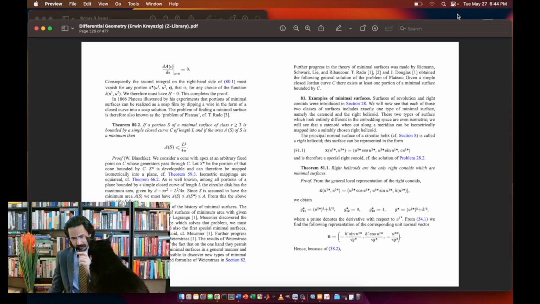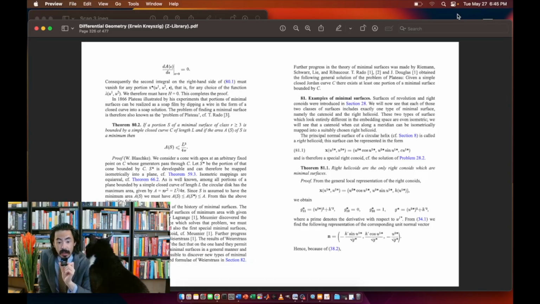He's mad. Okay. Section 81, examples of minimal surfaces. Surfaces of revolution and right conoids were introduced in Section 28, which was the previous section on properties of the first fundamental form. We will now see that each of those two classes of surfaces includes exactly one type of minimal surface, namely the catenoid and the right helicoid. These two types of surface, which look entirely different in the embedding space, are even isometric. We will see that a catenoid, when cut along a meridian, can be isometrically mapped into a suitably chosen right helicoid.